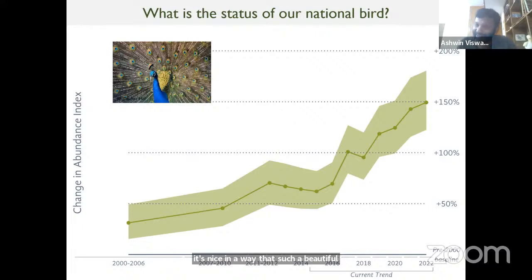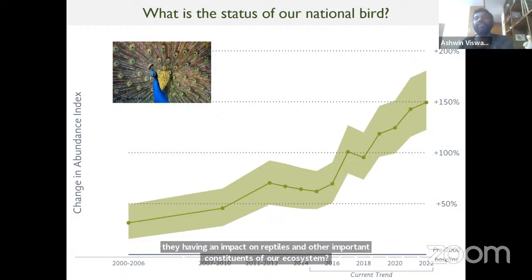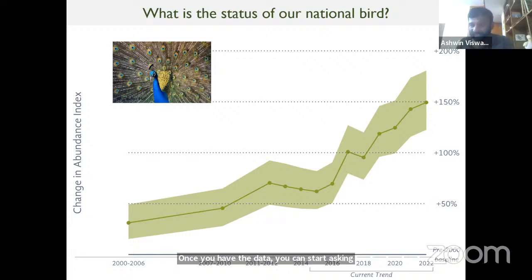But what are the impacts of this on the environment? What are the impacts on farmers? There are many things to think about. While it is a really nice bird, are they damaging crops? Are they having an impact on reptiles and other important constituents of our ecosystem? Once you have the data, you can start asking further questions. Now we know that peafowl has increased.